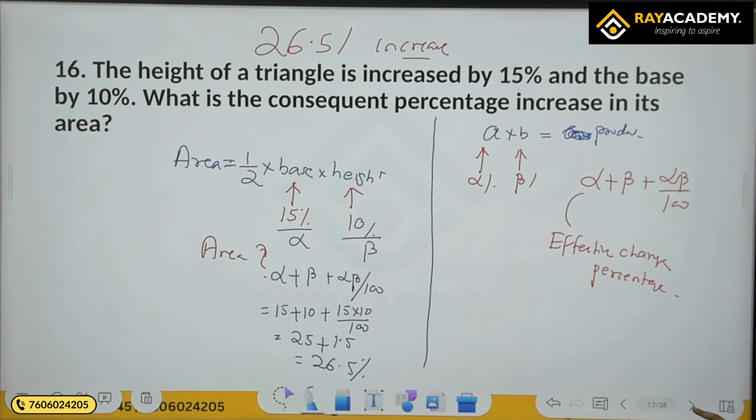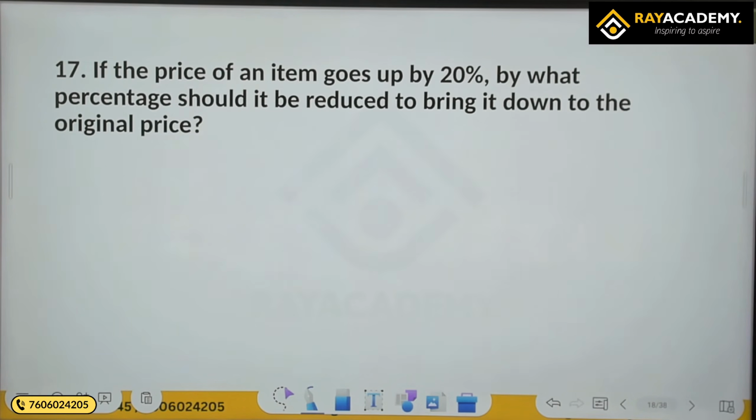Okay. Look at question 17. If the price of an item goes up by 20%, by what percentage should it be reduced to bring it down to the original price? If the price increased by 20%, by what percentage should we decrease it to get back the original price?